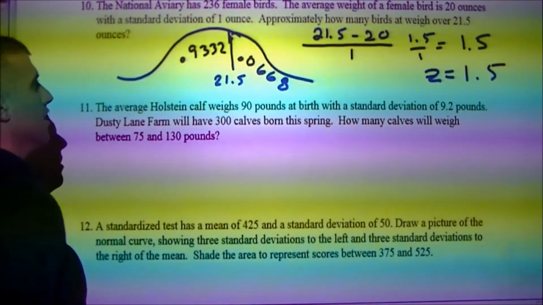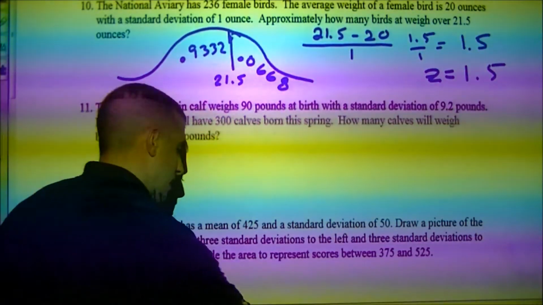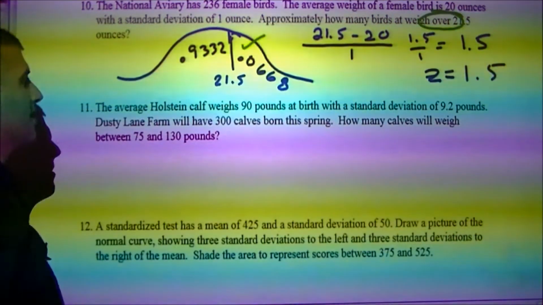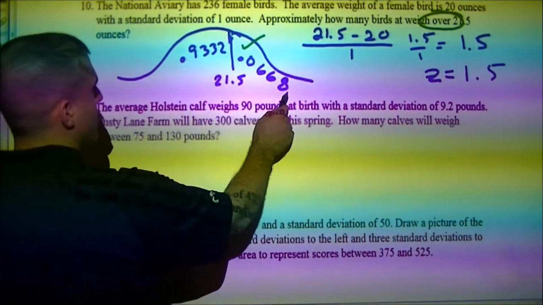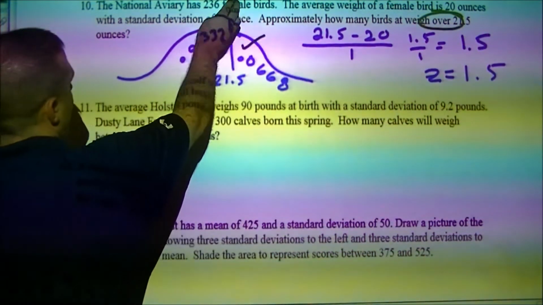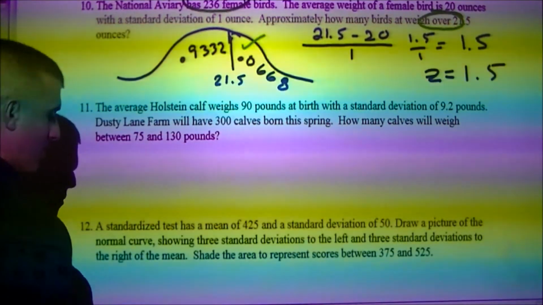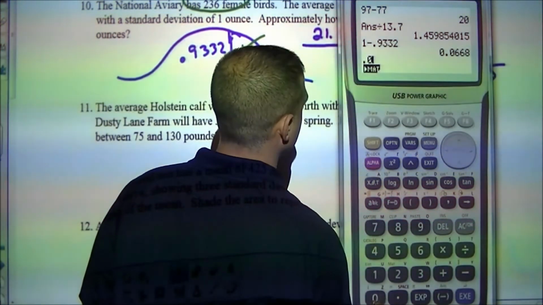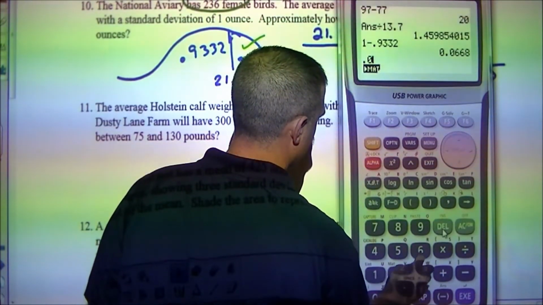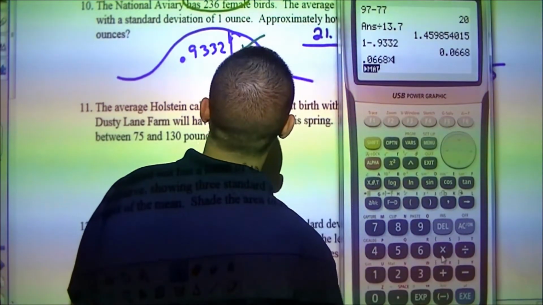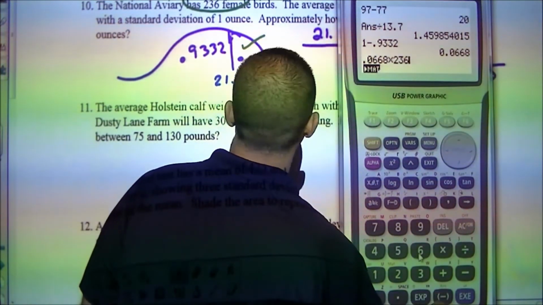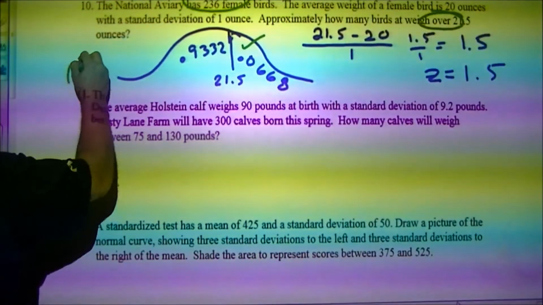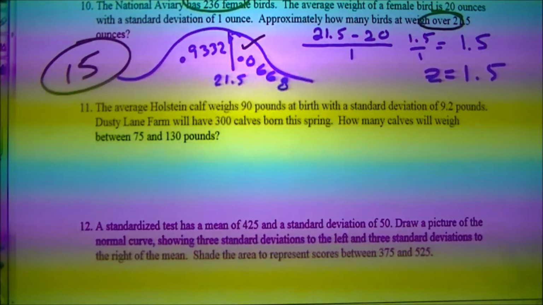0.0668. So the question I have to ask myself is, when it says over, that's going to be this side. So I'm going to take this number and multiply by the number of birds. I'm going to get 0.0668 times 236 birds. So about 15 birds are going to be over that amount.